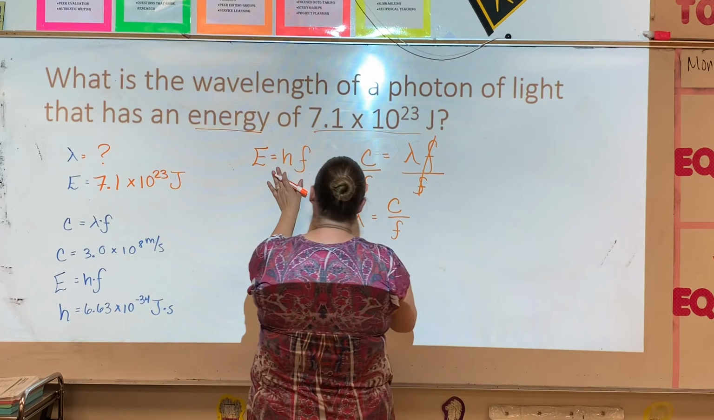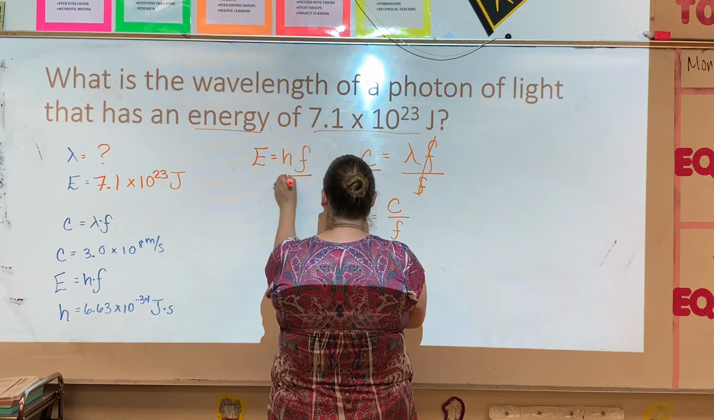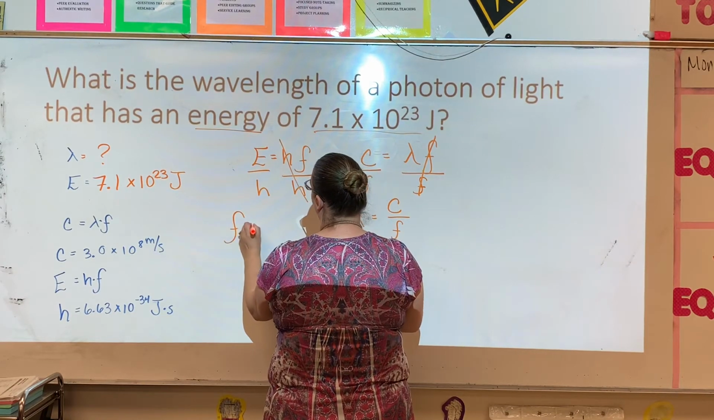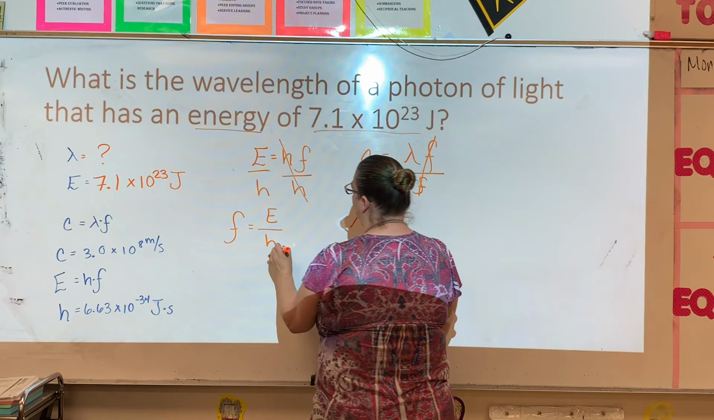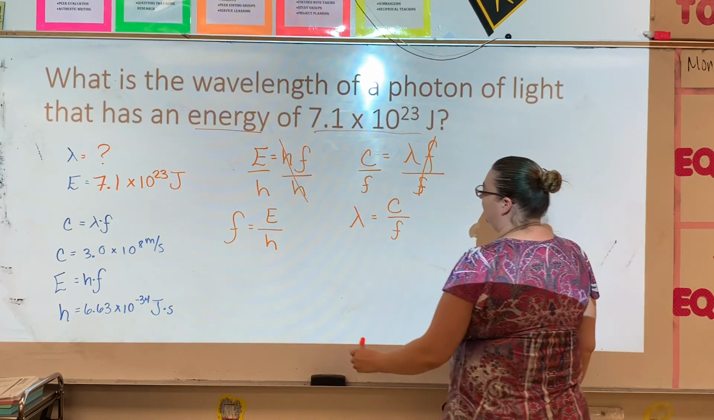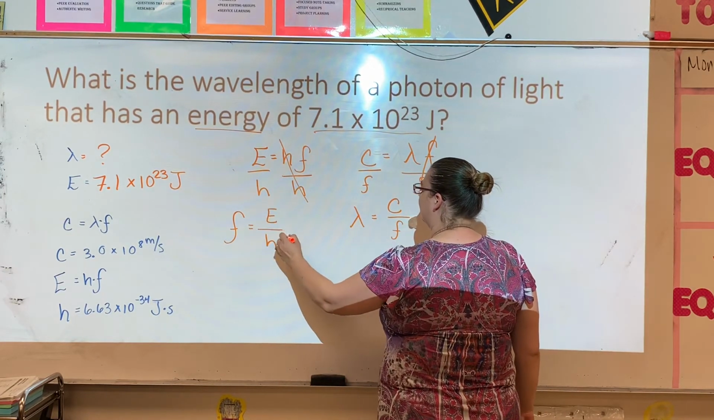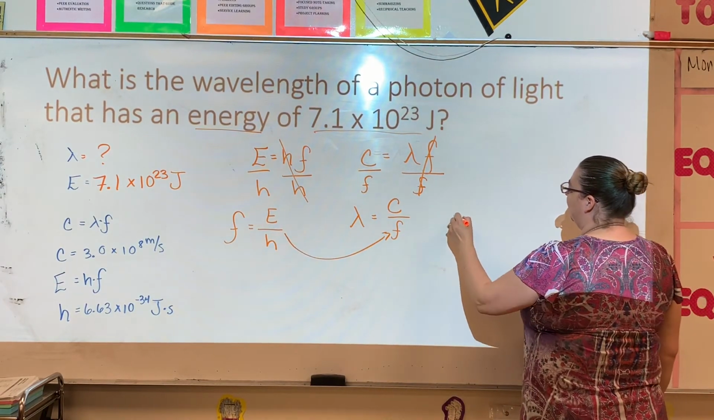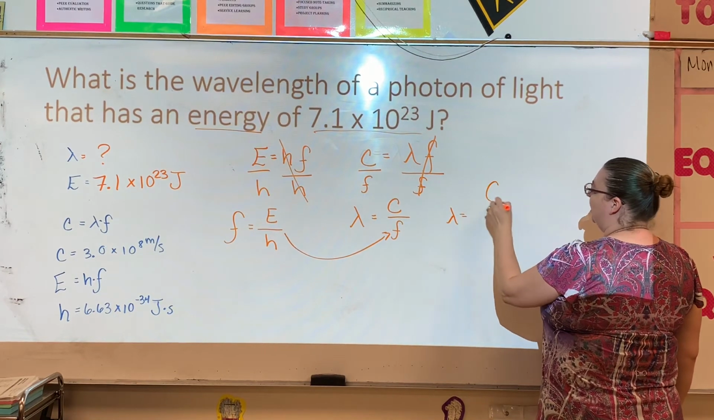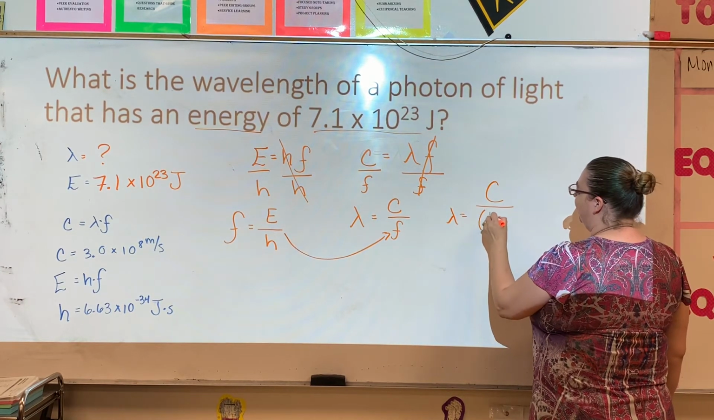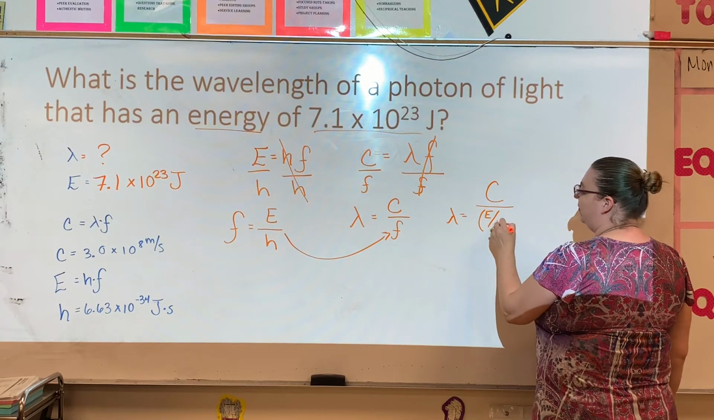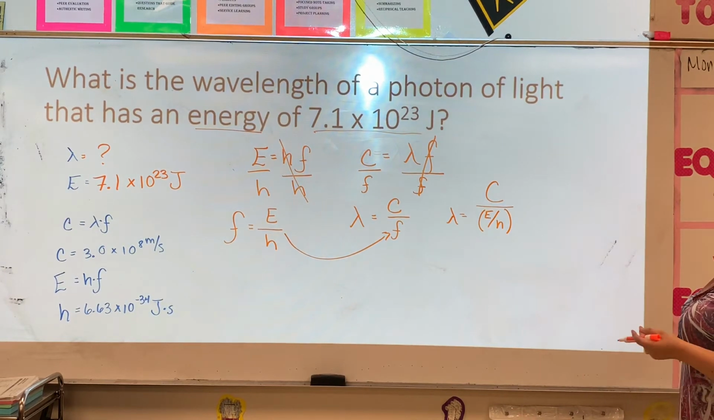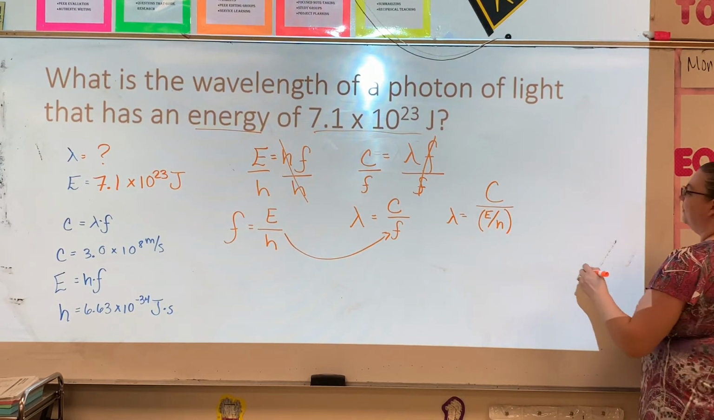Now over here, I'm going to solve this for frequency. So the frequency is equal to the energy divided by Planck's constant. Now what I'm going to do is substitute in this for that. So my wavelength is going to be equal to the speed of light divided by the energy over Planck's constant. Okay? So now I can simply plug in my numbers and solve.